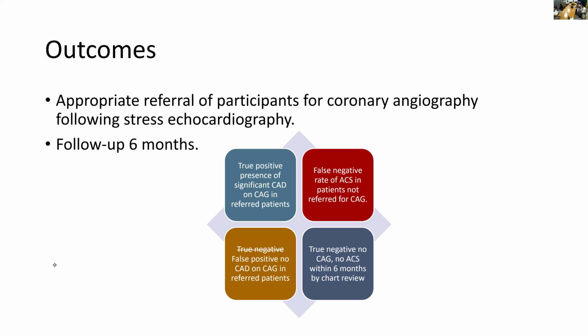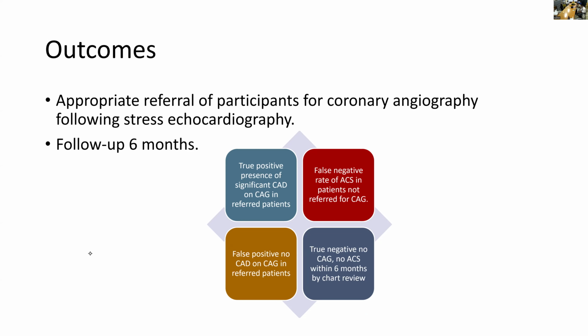So true positive we spoke about. False positive: there was an error in the text, which is why I put this strike through. They've written true negative, but I think it meant false positive. No coronary artery disease in referred patients. So this is the false positive. You thought you needed to refer, but the patient doesn't have coronary artery disease. False negative is you didn't refer, and the patient has an MI. And true negative is you didn't refer, and the patient is well for 6 months. So 6 months is maybe not a long enough time to see the outcome of stable coronary artery disease.